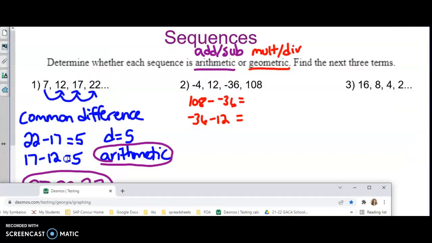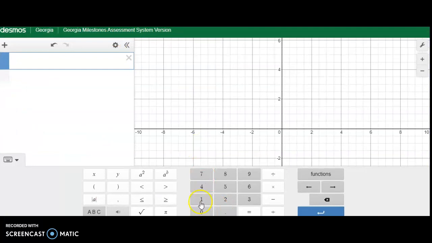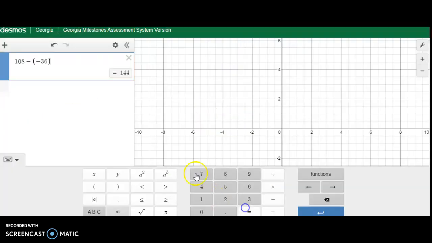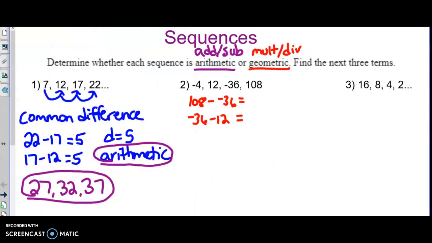So let's check it. 108 minus negative 36. Some of you might be able to look at this and see that it doesn't make sense. That's 144. And then let's try the next one. Negative 36 minus 12. That's negative 48. Those are definitely not the same. So this does not have a common difference, so it is not arithmetic. I'm just going to put an A for not arithmetic.